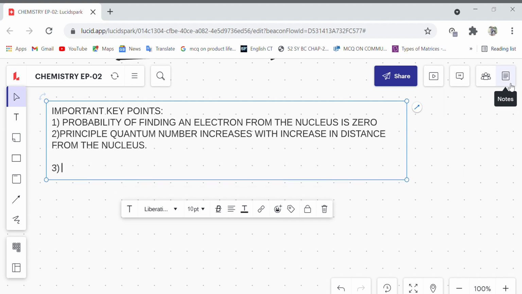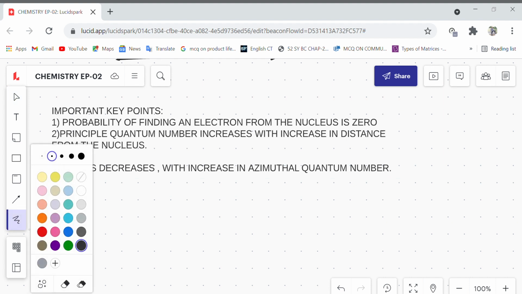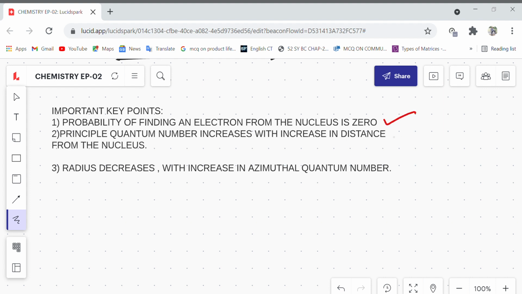Let me write the third and the last one. Radius decreases with increase in azimuthal quantum number. So what was the last point? Radius decreases with increase in azimuthal quantum number. So these are the three key points which you must remember.